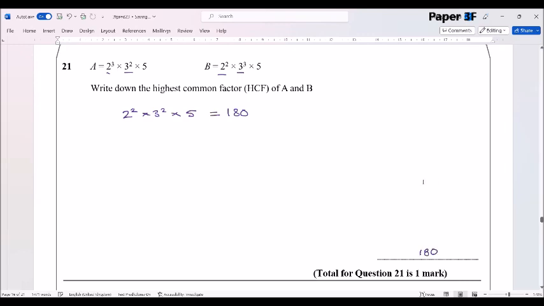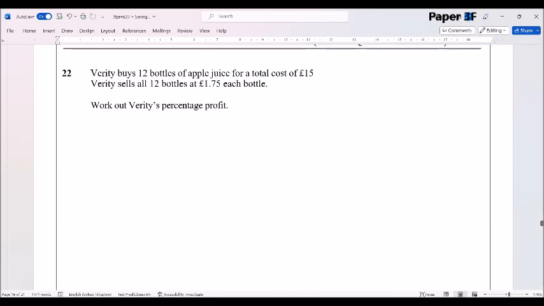Okay. Next question, question 22. Verity buys 12 bottles of apple juice for a total cost of £15. Verity sells all 12 bottles at £1.75 a bottle. So 12 times by £1.75 comes out as £21.